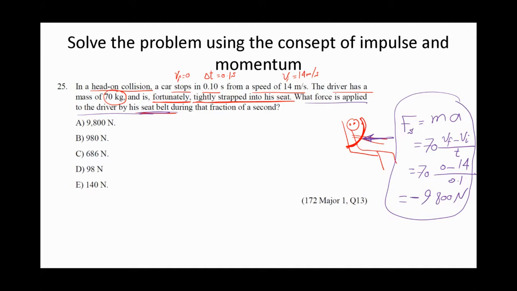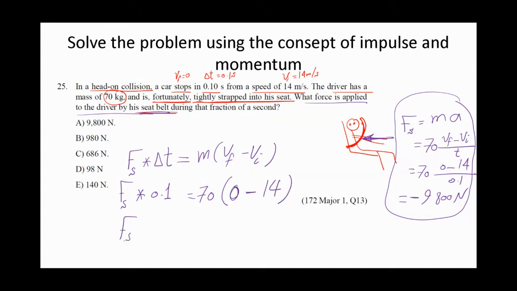But I want you to solve it using the concept of impulse and momentum. The force of the seatbelt times the time it is applied to the driver equals the change in momentum. The change in momentum is m V final minus m V initial, or you can take m as a common factor: m (V final minus V initial). So the seatbelt force times 0.1 second equals the mass of the passenger times the final velocity minus the initial velocity. The result will be negative 9,800 Newton. So it gives you the same answer as before.